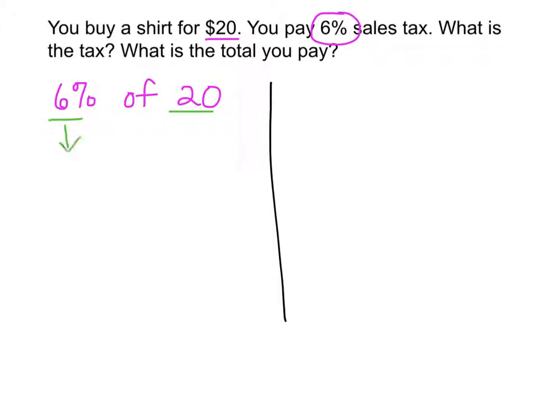So you can change that to a decimal, move it back twice. I get 0.06. And then you can multiply it by 20. So 0.06 times 20, I get $1.20. So there's my sales tax.